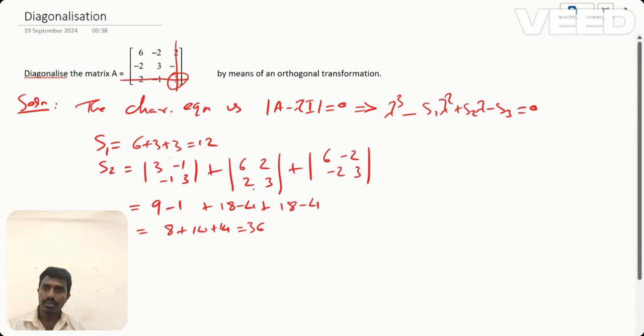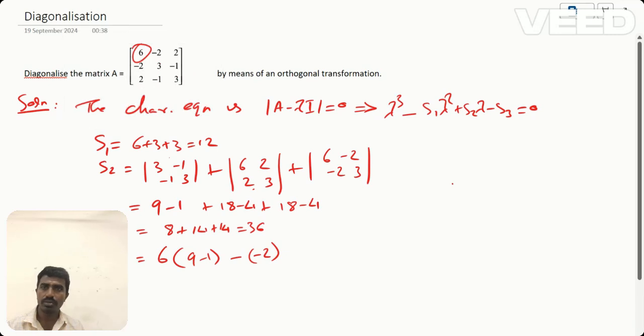Similarly, find s3. s3 is nothing but the determinant of the matrix. Determinant we can find by expanding any row or any column. I'm going to expand through the first row. So for that, 6 into, now find the minor of 6. So that is 3 threes are 9 and minus 1 into minus 1 is 1. So 9 minus 1, minus minus 2.